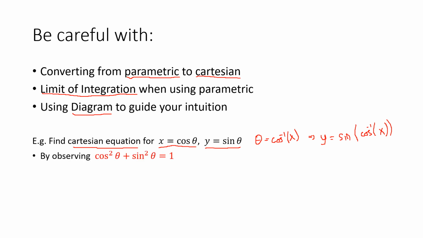Well, we want to observe some trig identity that relates x and y. Here we know that we can relate cos and sine by cos²θ plus sin²θ equals 1. And therefore, x² plus y² must be equal to 1. And that gives us the equation of a circle.